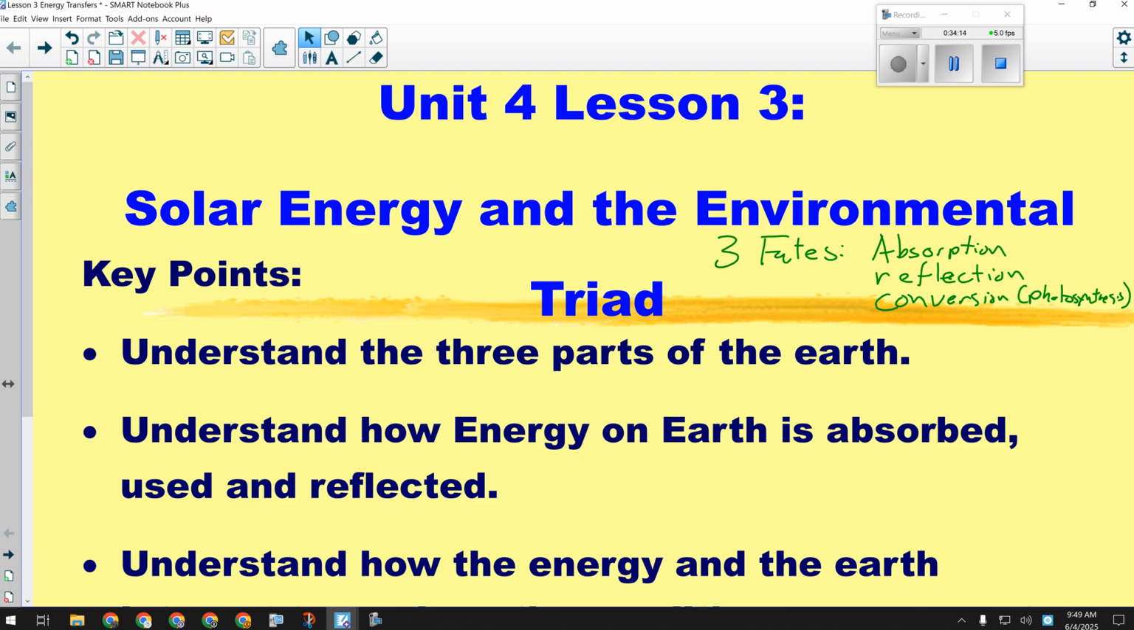What do you suppose determines how much energy is absorbed versus how much is reflected? Okay, but plants do the conversion, right? So if it hits plants, it's getting converted. That's a separate process, right? It's one of the three fates, but it's a separate process. What determines how much is absorbed versus reflected?